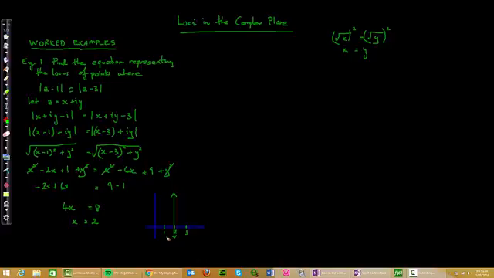Now I'm going to put a question or two in the video, just to see if you can do something similar to this yourself. And then in a second video I will have a look at another worked example where we end up with something which is not a straight line, perhaps either a circle or an ellipse.